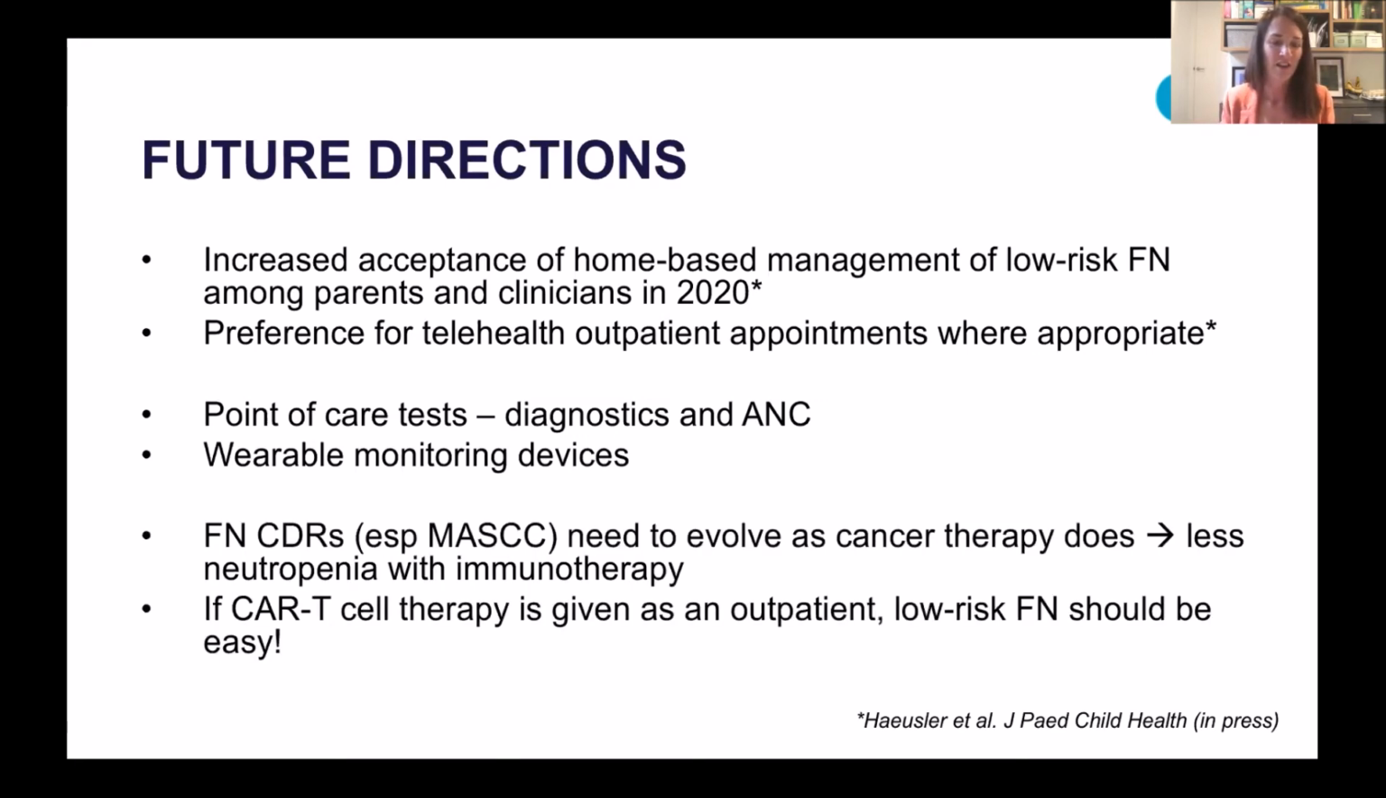And finally, I think a lot of those, particularly the adult clinical decision rules, really need to evolve a bit more. They were developed a long time ago, and cancer care has really gone ahead in leaps and bounds. We're seeing less neutropenia with immunotherapy, and if CAR T cell therapy can be given as an outpatient, low-risk FEB-NEUT should be really a walk in the park for these patients and the teams.